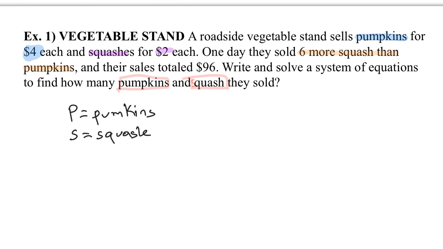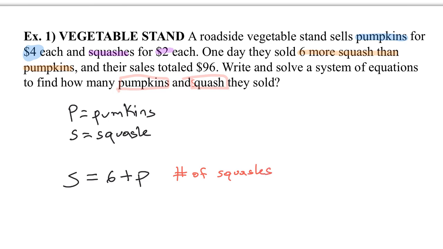So that means that if one day they sold 10 pumpkins, well, 6 more is 16. So they sold 16 squashes. So how do we get the number of squashes? This is how you start the system. You take the S for squashes equals 6 more than pumpkins. That's the amount of squashes they sold. If they sell 12 pumpkins, that means 12 plus 6 is 18. They sold 18 squashes. All right, so I'm just going to put a little note here. Number of squashes.